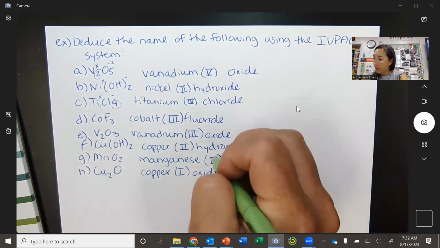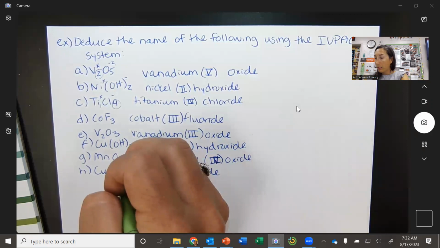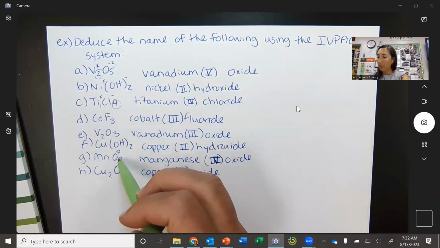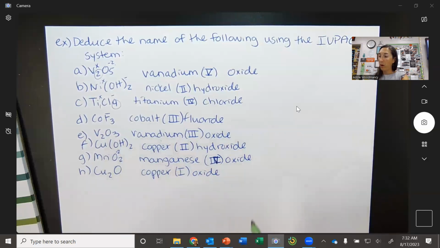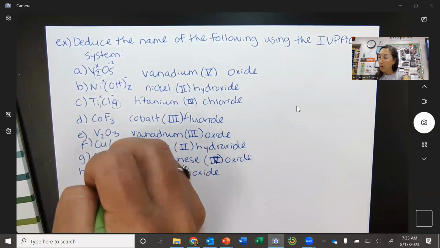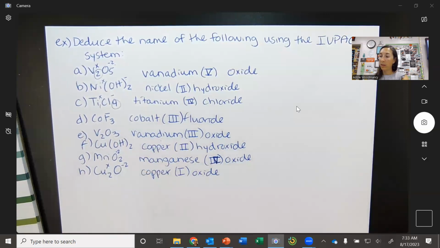Oh, manganese-4, sorry, manganese-4. So how did I get 4? Well, oxygen's oxidation state is -2. There's 2 of them for a total of -4. Manganese must be +4 in order to give us a 0 overall charge. H is copper-1 oxide. Oxygen's oxidation state is -2, copper is some charge, and there's 2 of them. So -2 divided by 2 gives us 1. So that's how we get copper-1 oxide.